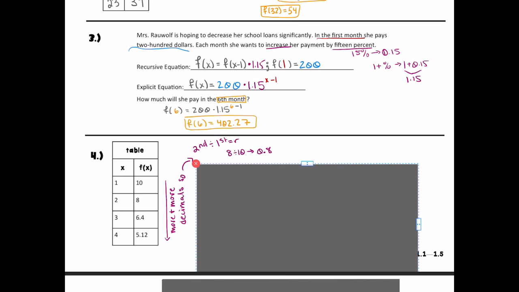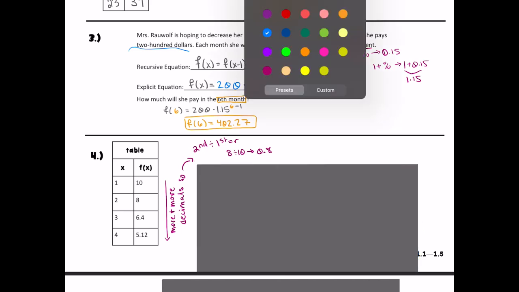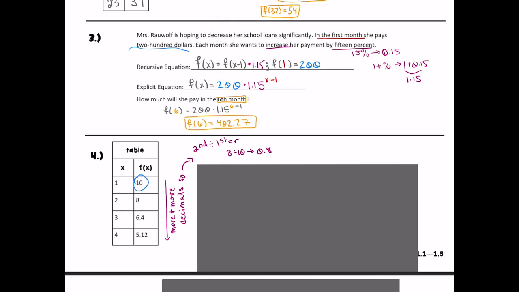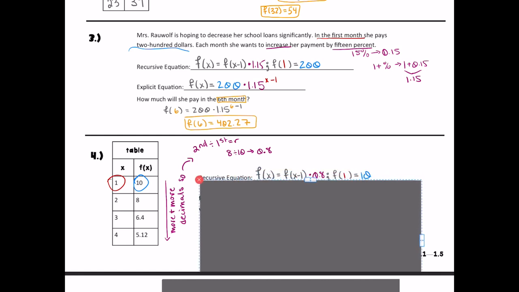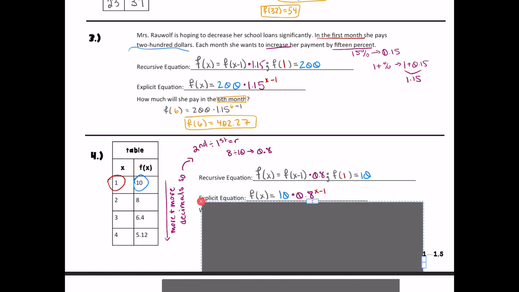So when I write this out, and remember, before I continue here, this is my start number, that's 10, and that 1 with it is our start time. So we have f of x equals f of x minus 1 times 0.8, given f of 1 equals 10. Explicit goes f of x equals 10 times 0.8 to the exponent x minus 1.